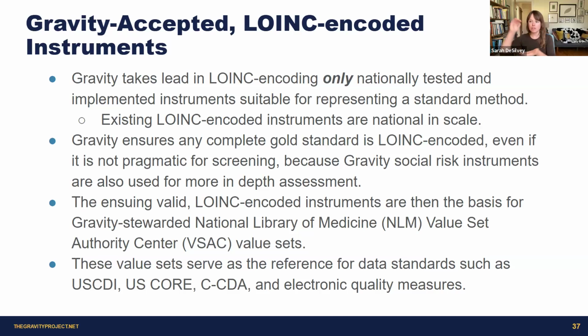So that is what becomes these curated sets of LOINC encoded, Gravity accepted, nationally implemented instruments, and this becomes what NCQA points to in things like its measure, or CMS points to, or USCDI points to, right? So when CMS is pointing to regulations like within the special needs plan guidance, it's pointing to our value sets, that like higher bar. So not just valid, but valid and nationally disseminated. And this is the fundamental basis for all data standards and electronic quality measures.